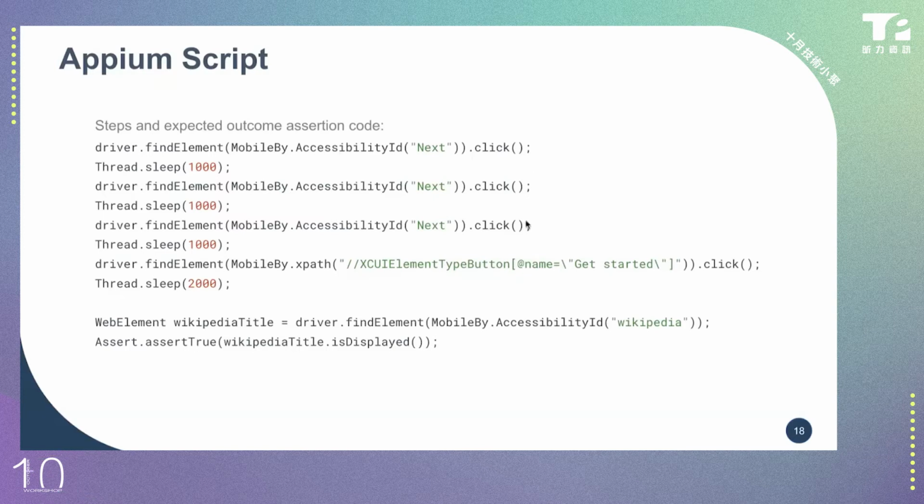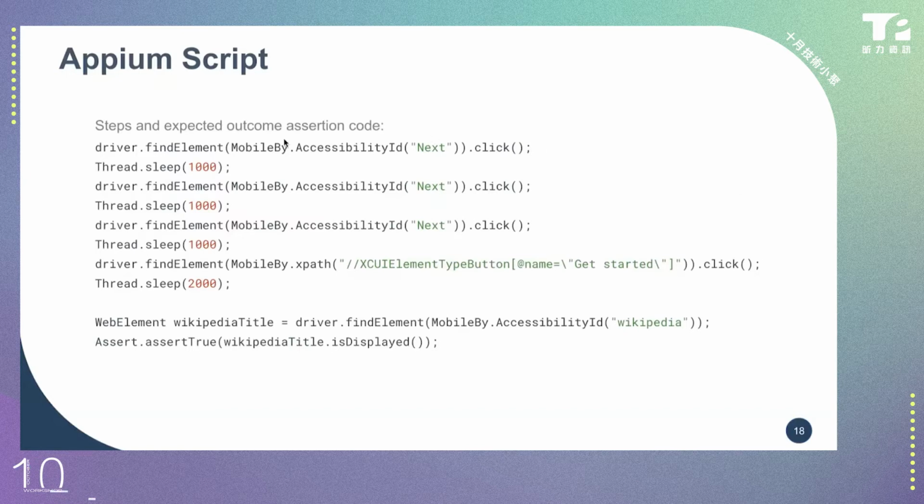So in total, we are doing this 3 times, and then we should be on a screen with a Get Started button. Sadly, this Get Started button does not have an accessibility ID. So in this example here, we're using the XPath locator strategy to click on it. You can see the XPath looks like this, but basically the code is the same. Driver, find element, and once the element is found, we click on it.